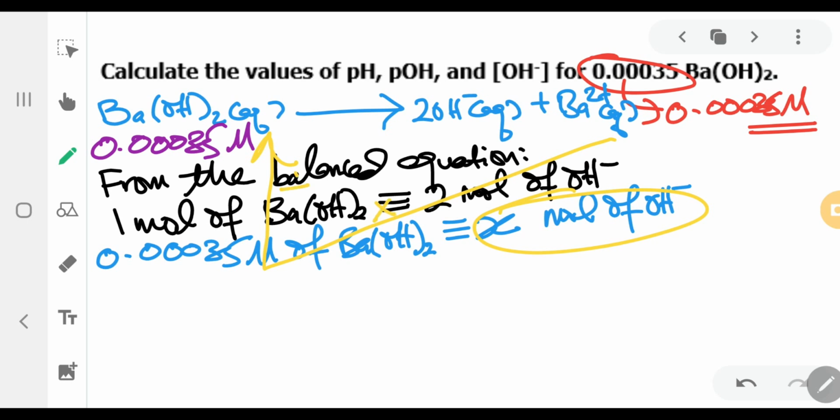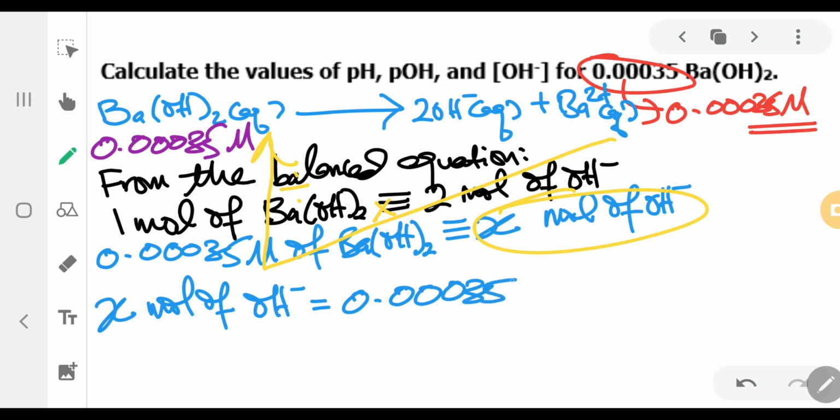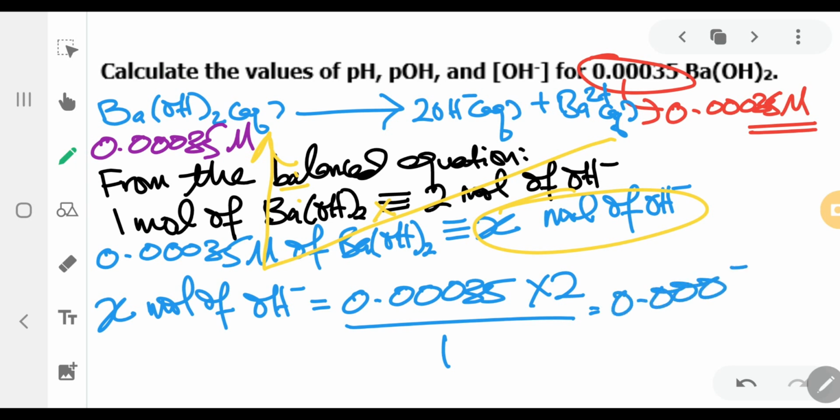So times, and you divide by 1. So the value of X is going to be 0.00035 times 2 divided by 1, then you get 0.0007 molar. So this is the molarity for OH minus, because you have 2 mole right there.